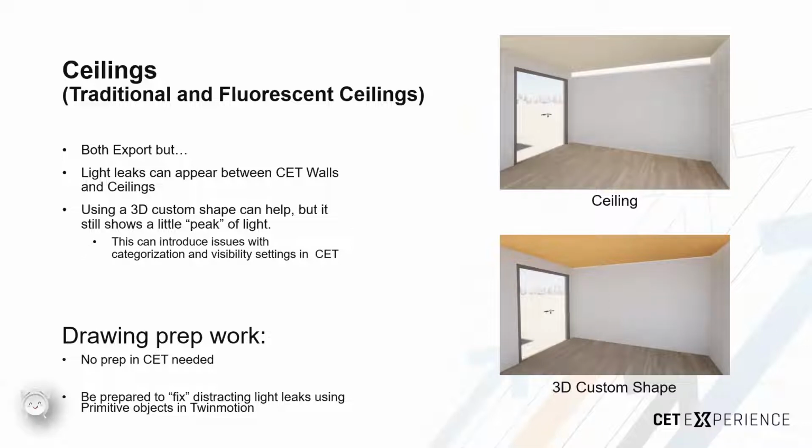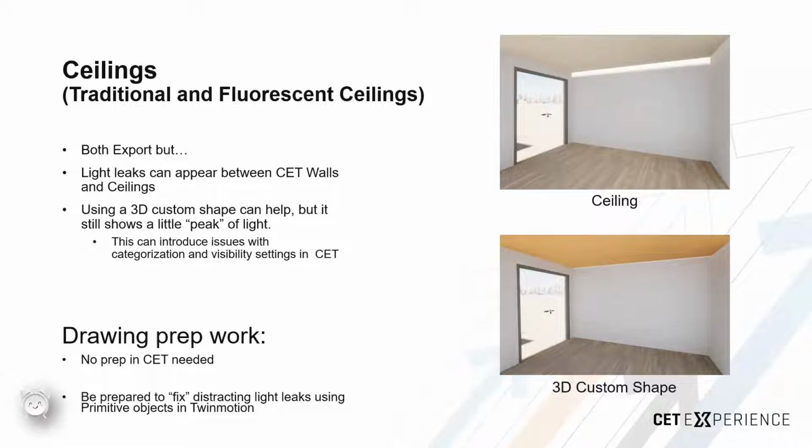Ceilings is another hot area. Ceilings, both traditional and the fluorescent, with the light bulbs and light fixtures in them, they both transfer. Both types of ceiling create light leaks along the CET native walls. You can kind of see that there in that back corner or back wall. It's got that gap, it looks like, even though it is sealed physically. It's just something with the graphics and how they transfer.